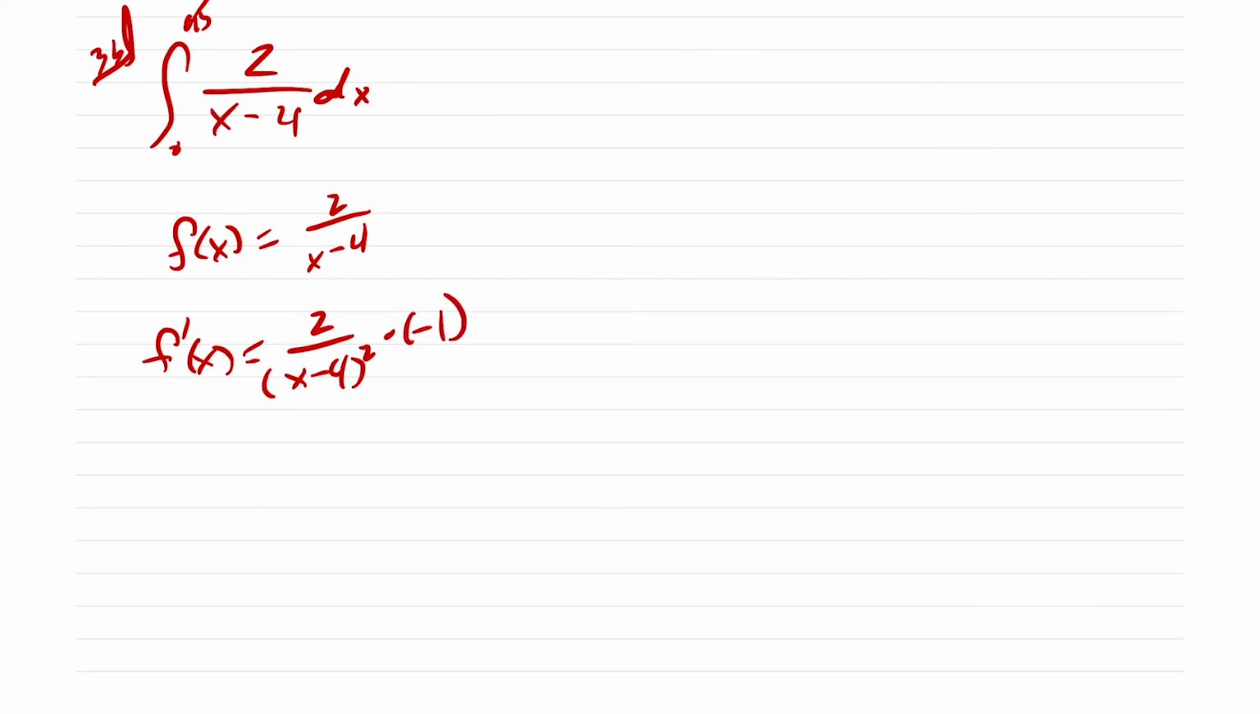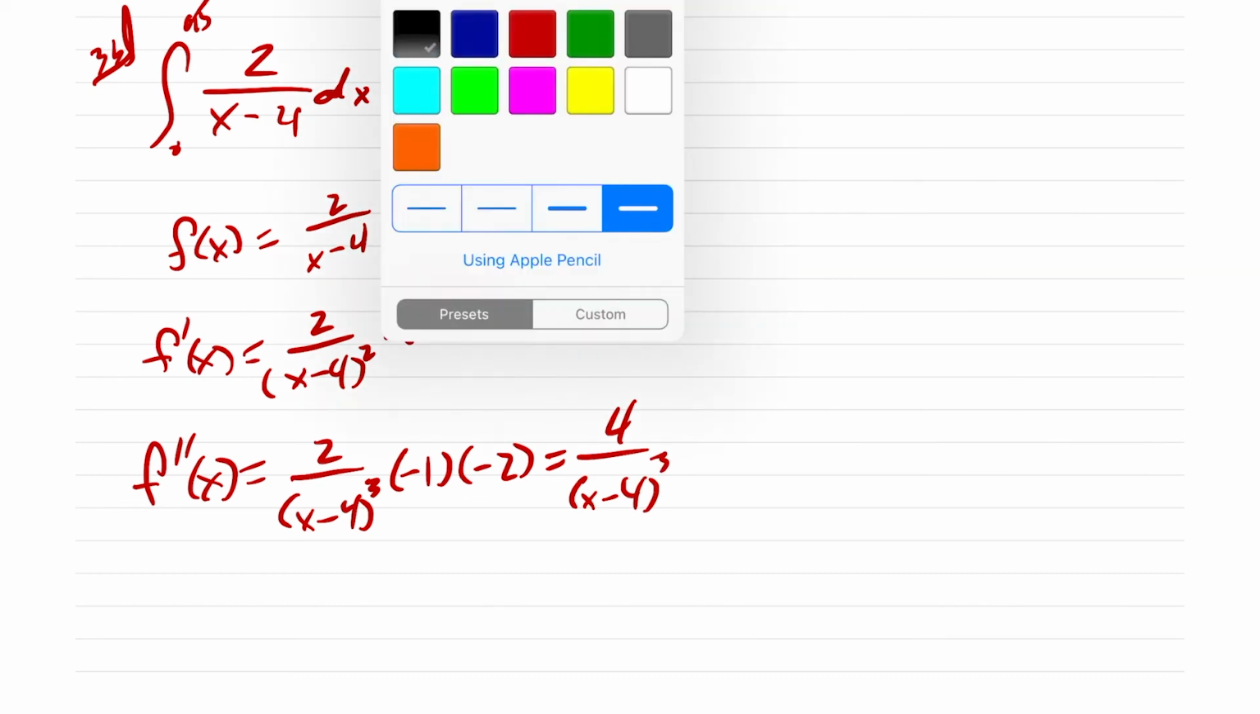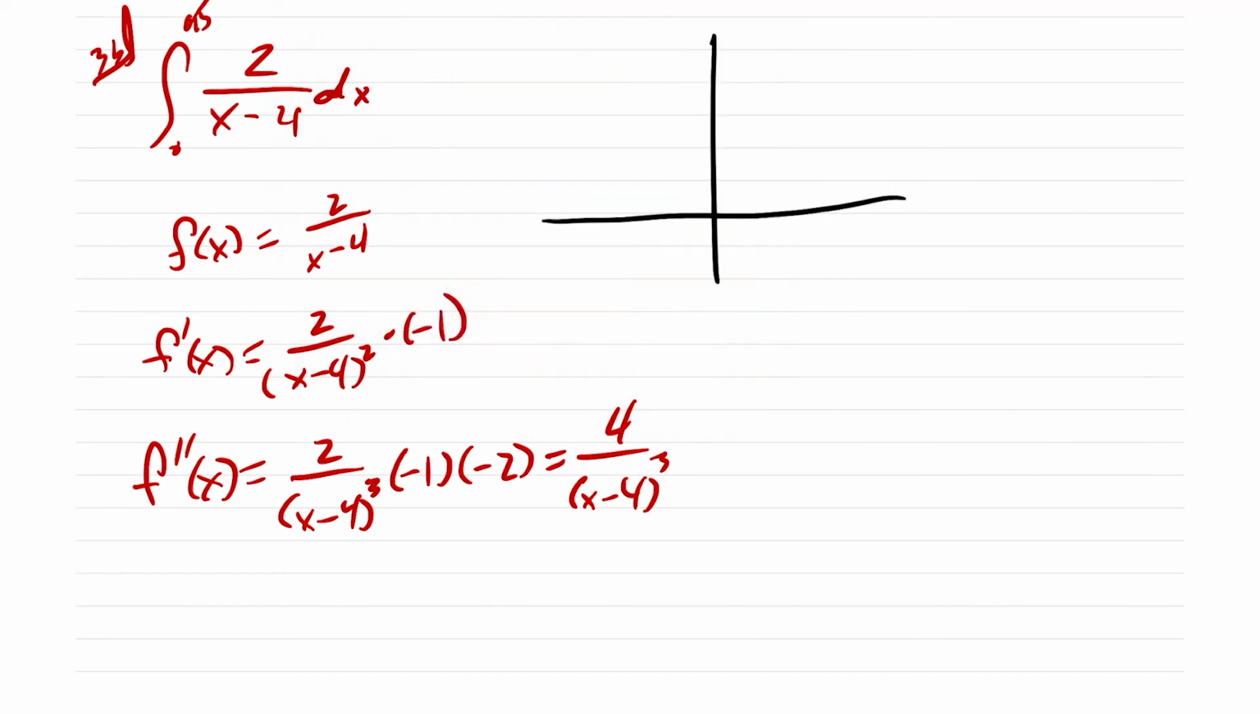And if I want to take another derivative, I get f double prime of x is equal to 2 over x minus 4 cubed times -1 times -2. Okay. So this ends up being, say, 4 over x minus 4 cubed. And if we take a look at the graph of that, we care about around the origin.